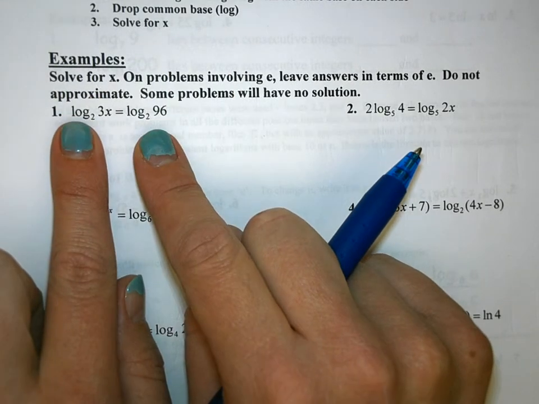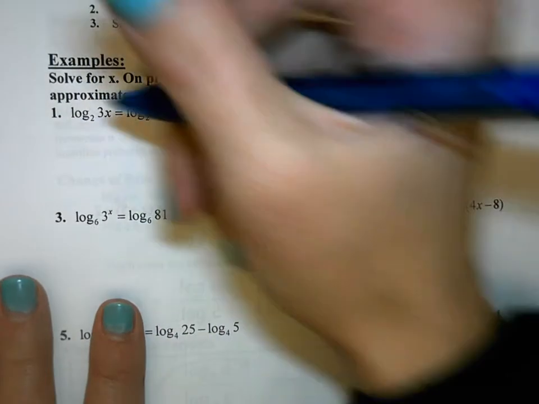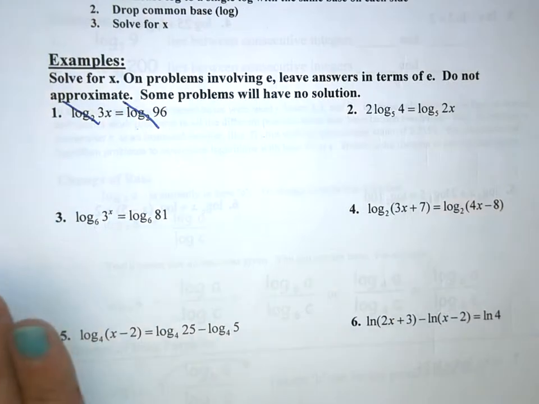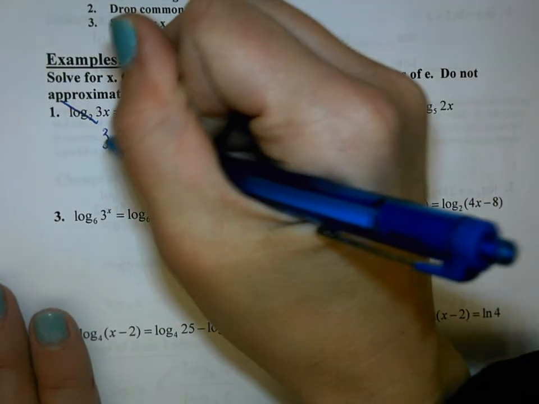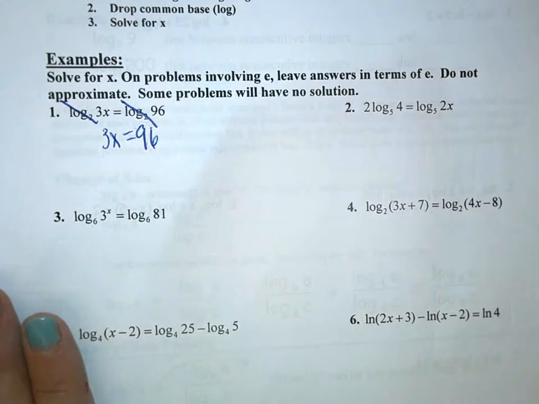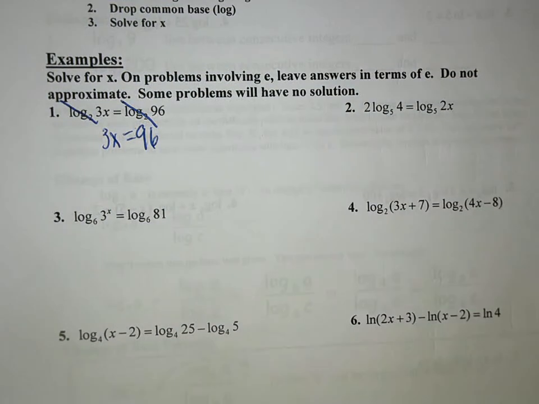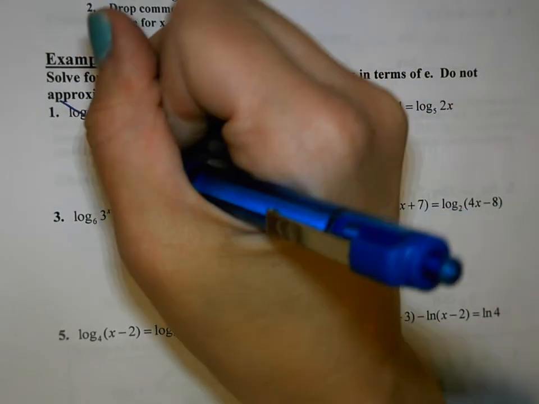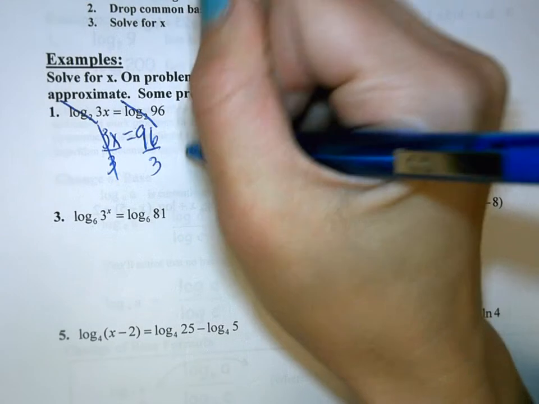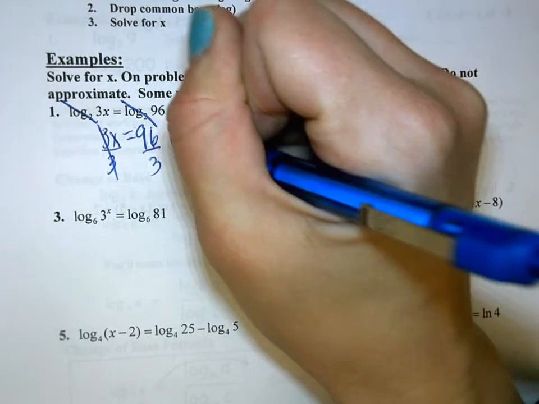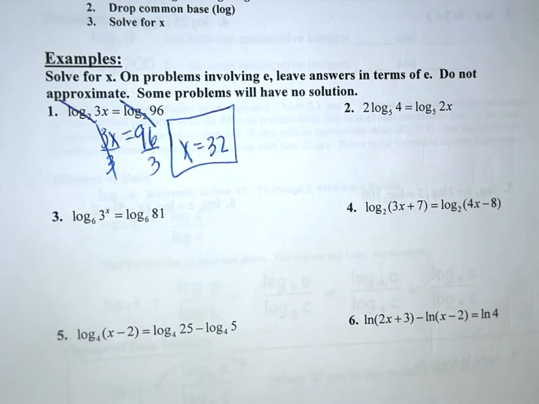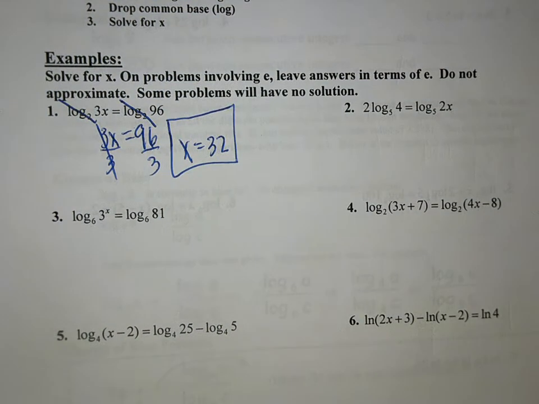So now we are going to drop our logs. And we get 3x equals 96. The next step is to just solve for x to get x by itself. And so what would I do? Good. Divide by 3. And my answer is what? 32 is correct.